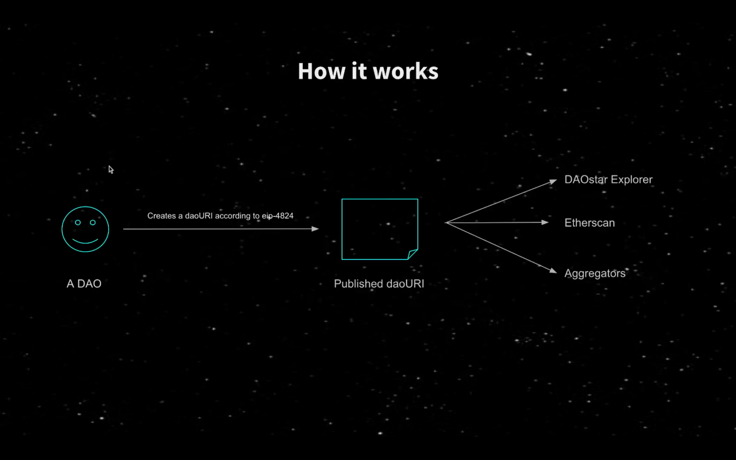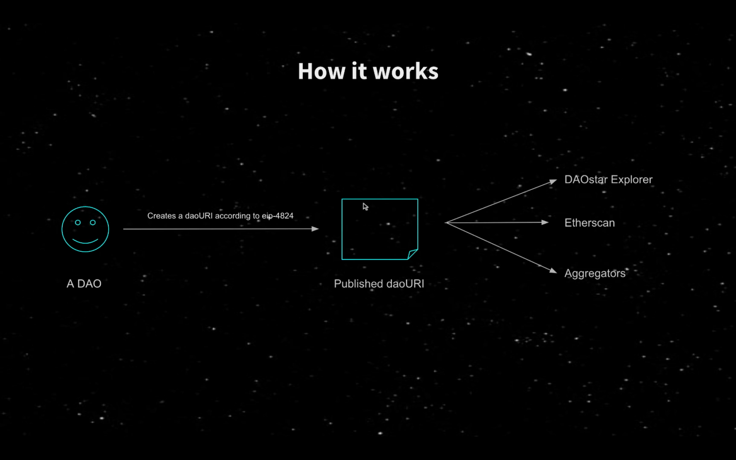Without going into too many details, this is how things work. A DAO has to create a DAO URI first, following the EIP 4824 schema. In the next video, we'll be seeing how to do this, and it's quite easy. Once you have a DAO URI capturing information about your DAO, the DAO then needs to publish it. The three DAO URIs that we saw earlier were all published on the Ethereum blockchain. A DAO can also choose to publish it on different blockchains. It may also publish it off chain if there isn't any means to publish it on chain.